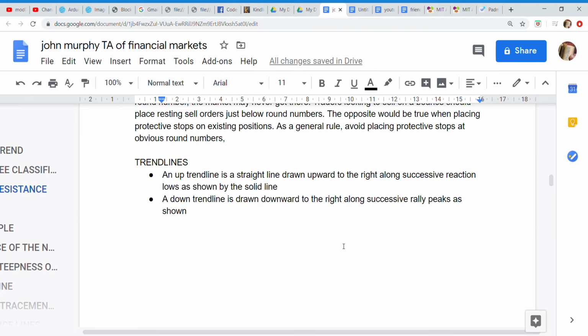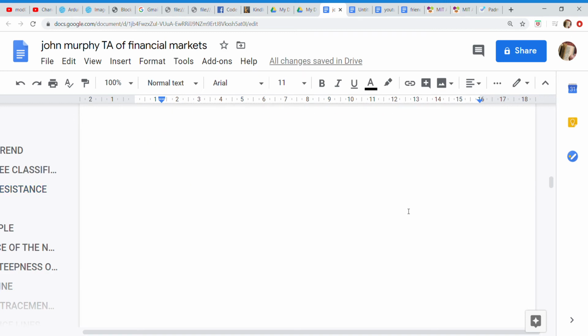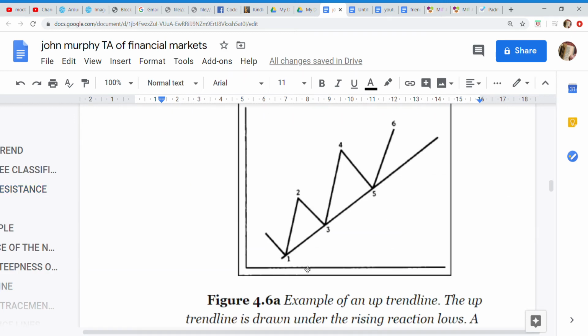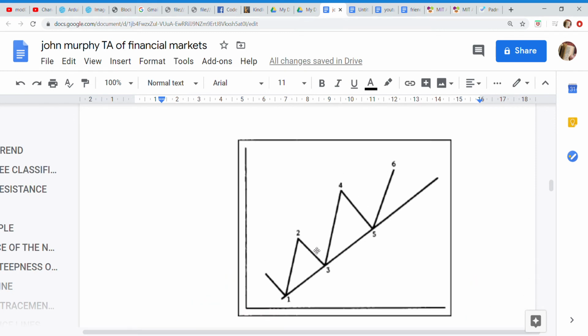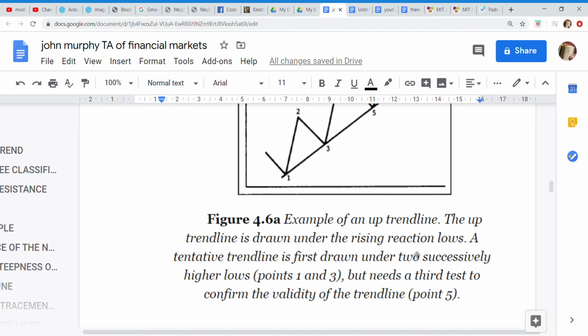Trend lines. An uptrend line is a straight line drawn upward to the right along successive reaction lows, as shown by the solid line. A downtrend line is drawn downward to the right along successive rally peaks, as shown. So this is the example of an uptrend. The uptrend line is drawn under the rising reaction lows. So this is a reaction low, and the line is drawn by joining them.